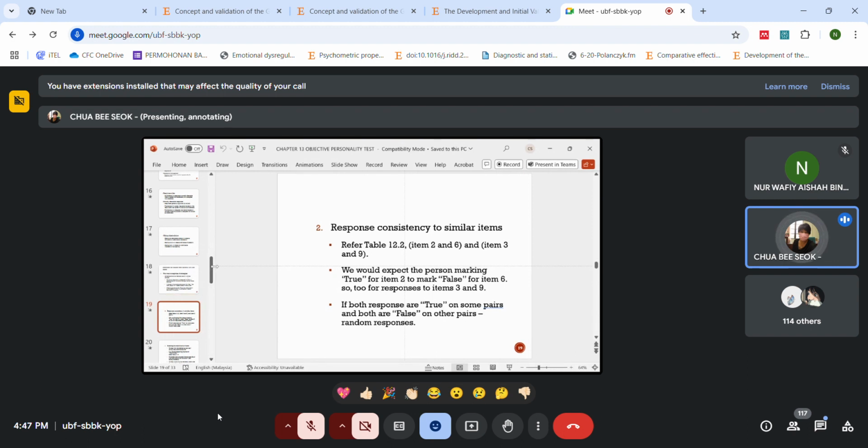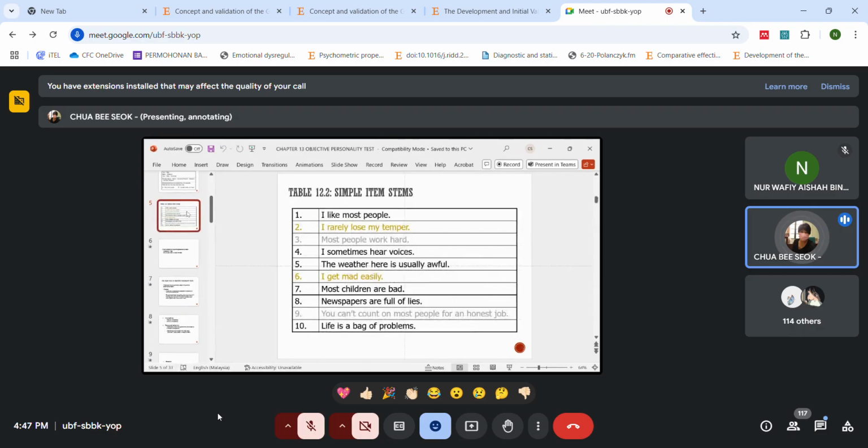So we go back to the example and the items just now.